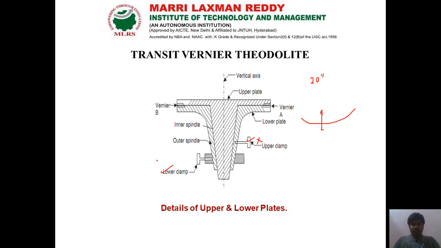Now if my lower clamp is tightened and the upper clamp is loosened, I can rotate my instrument about the vertical axis in the horizontal plane so that the readings of vernier A and B change. Okay, so these are the things related to the upper and lower plates.